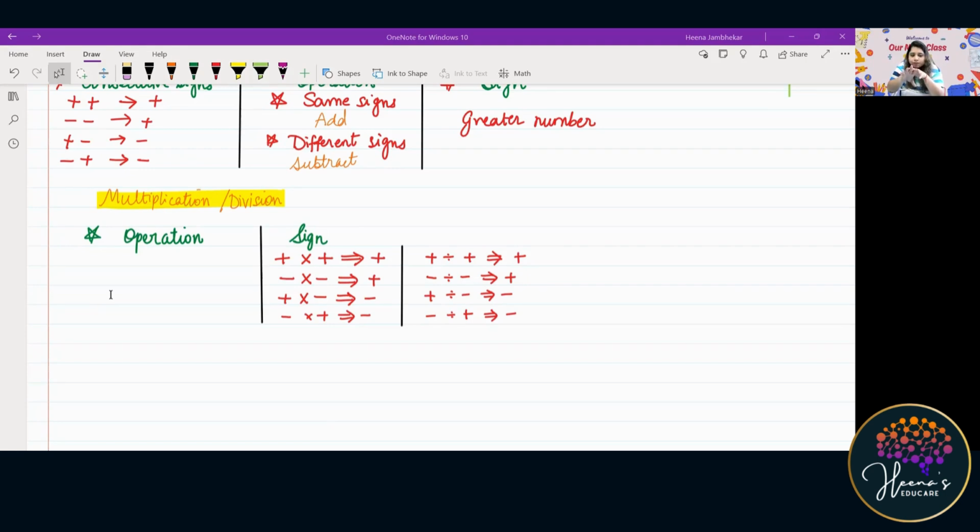Now, to bring everything into perspective, keep this one thing in mind. First do the operation, followed by the sign: same signs, put plus. If you see different signs, you are going to put a minus. Isn't that easy?